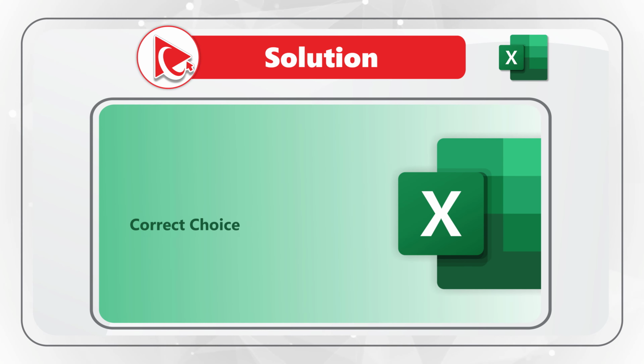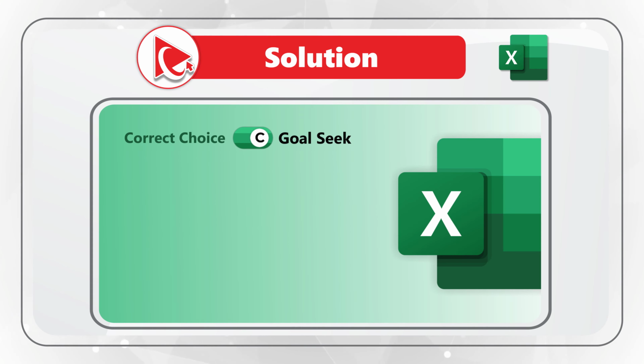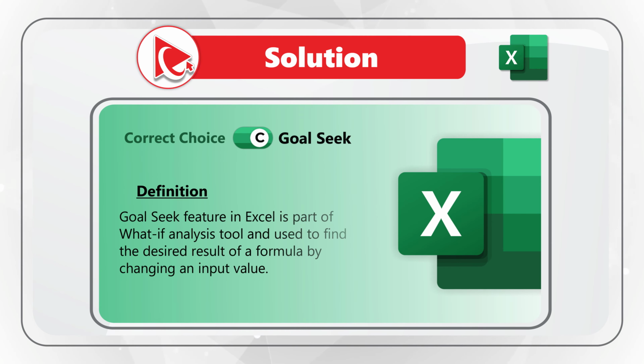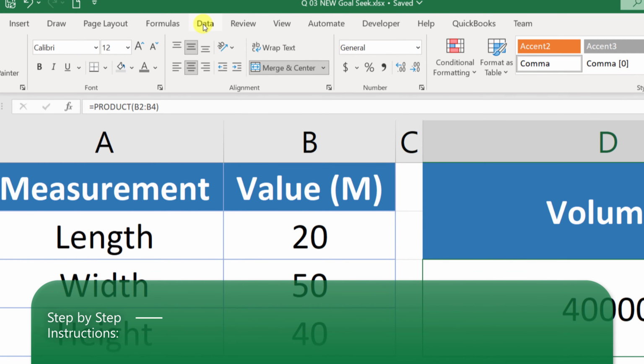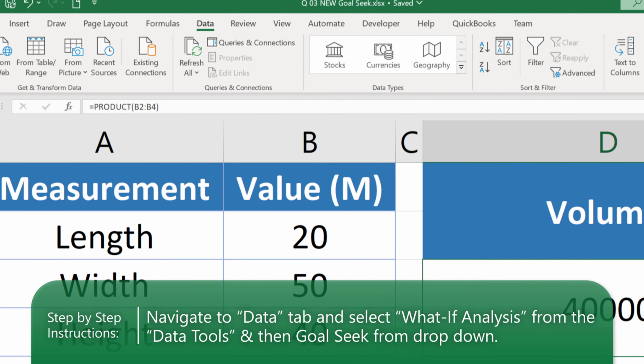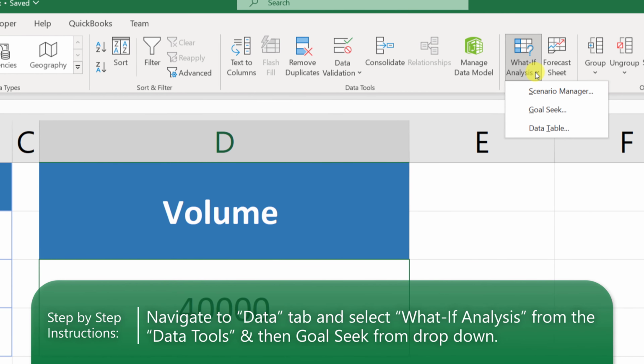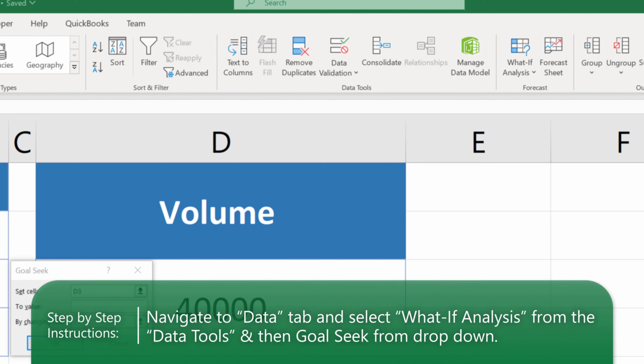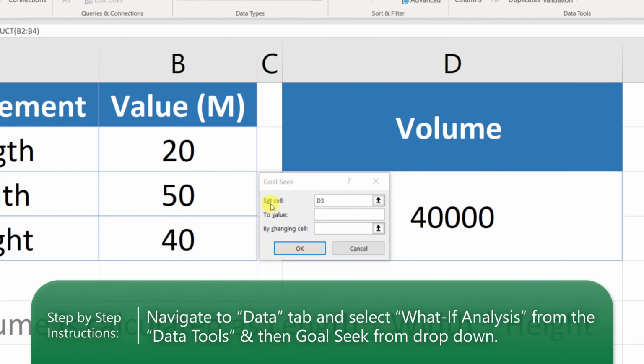I believe that the best way to solve this challenge is to use the Goal Seek feature of Microsoft Excel. Goal Seek feature in Excel is a part of the What-If Analysis tool and is used to find the desired result of a formula by changing the input value. Goal Seek can be accessed on the Data tab in the Forecast section in the Excel ribbon under the What If Analysis button. After you access Goal Seek feature, you're presented with the dialog box.